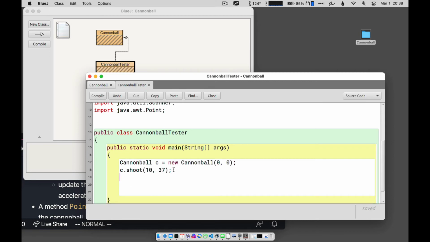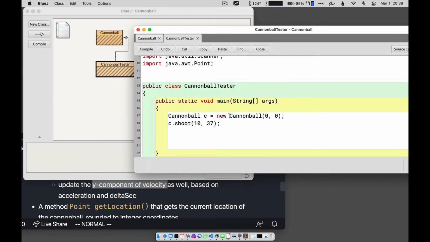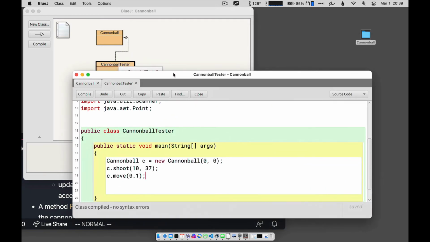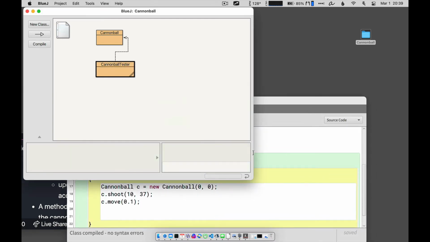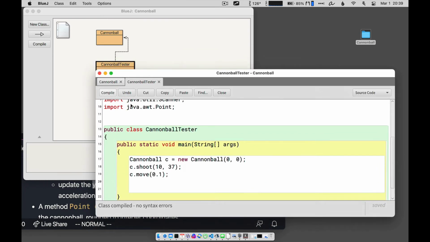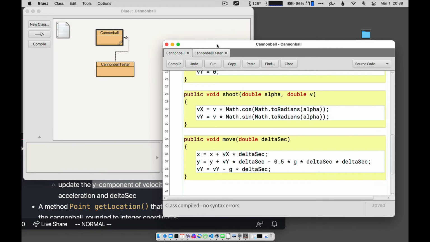So maybe what I'll do is, I don't really have any way of getting what's happening. I could call c.move and find out where it is, you know, a tenth of a second later. But I don't have any way of getting output out of this thing. If I try to run the Cannonball Tester, it's not really going to give me any output here. I'll just run the main. I'm not getting any output because I'm not printing anything. And I don't have any getters in my Cannonball to see what's going on. I could debug it and see what happens there, but let me just keep on with this assignment rather than jumping into any debugging right now. I think I'm probably pretty good so far. I'm pretty happy with what I've done so far.